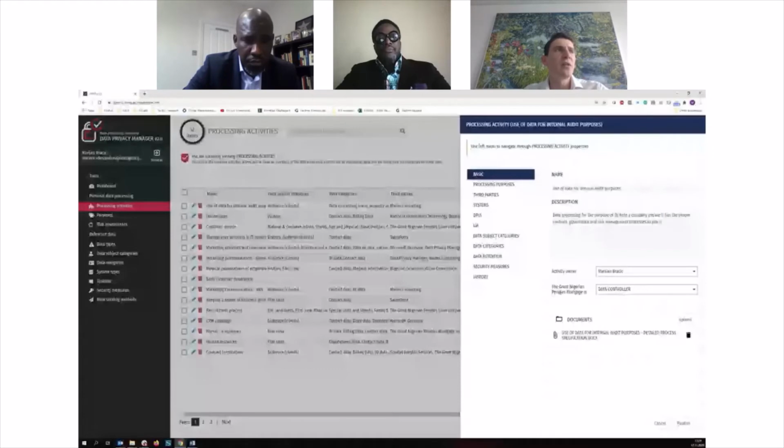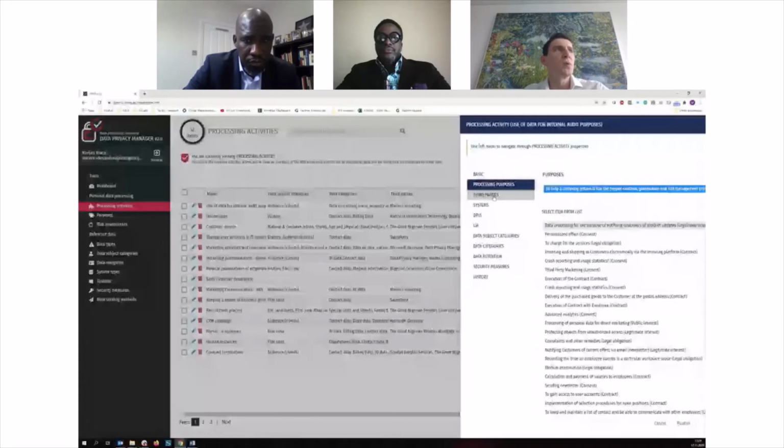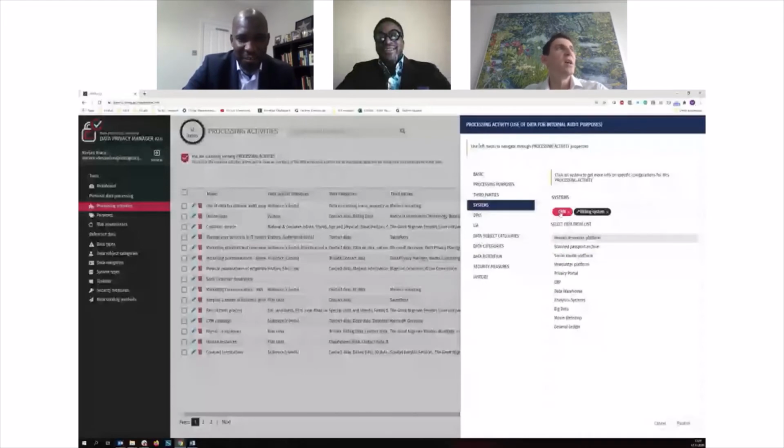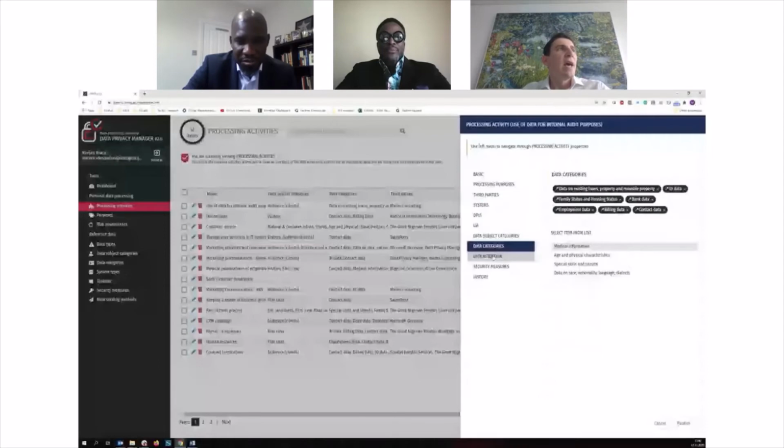We can see that the Great Nigerian People's Mortgage Company is the data controller. We can also see the purpose of the processing. We can see that Marie Consulting is the data processor here. They are in the role of the processor, and they are exchanging data manually, because it's an audit process. Then we can check the systems where the data is actually being processed. I can see that the CRM is a storage system here, and so on.